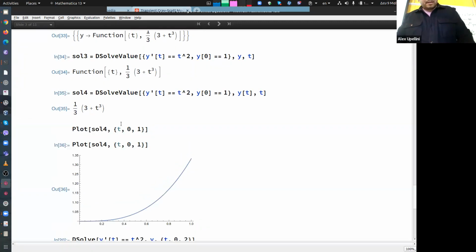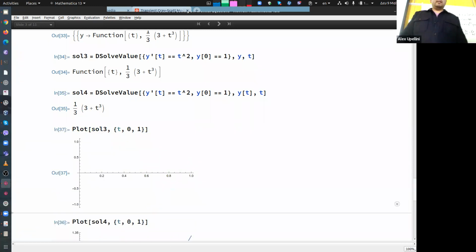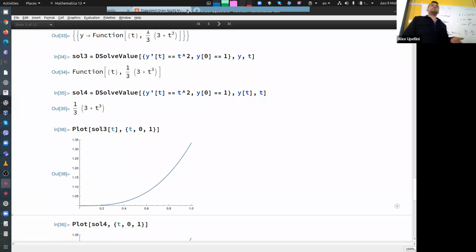The third one will not work directly with this. Why? Because it's a function that has been evaluated somewhere. So if I want to use solution 3, it's not working. If I want this to work with solution 3, I have to add that the function is evaluated on t. So for 4, I can use it directly like this. Here I need to add square brackets of t.